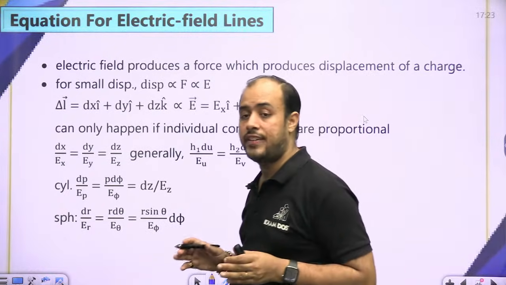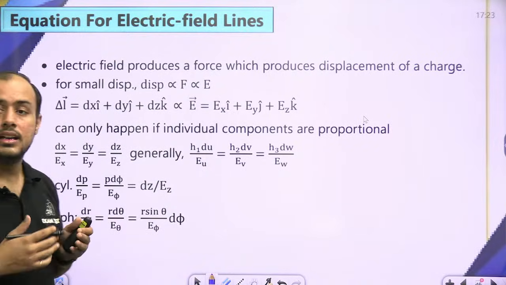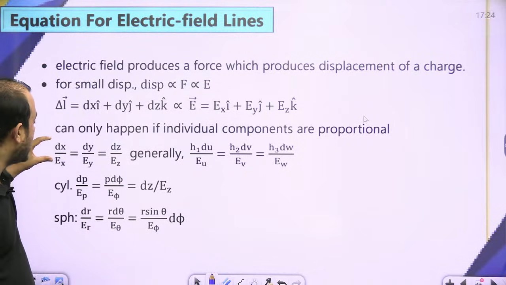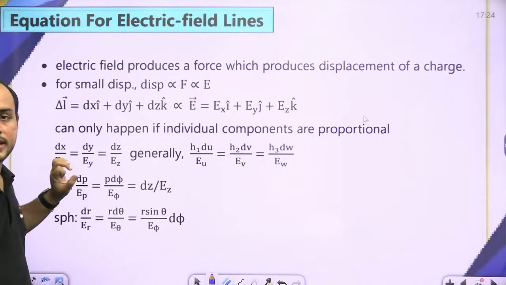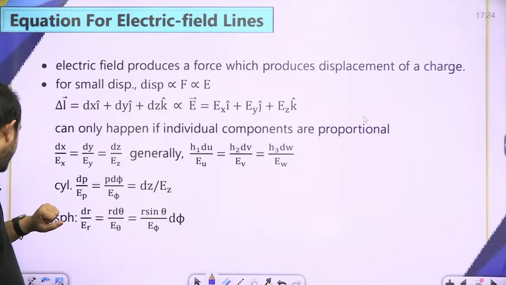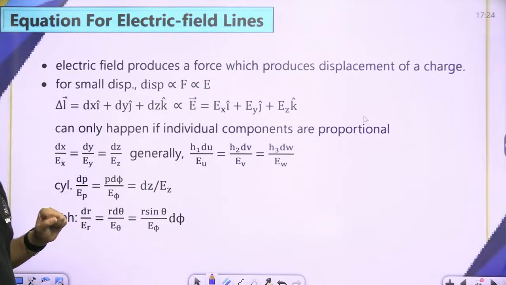Now, how to write the equation of the electric field lines? We saw electric field lines qualitatively, graphically हमने visualize किया, but उसे mathematically कैसे लिखें? So you have to write an equation like this: dx upon Ex, dy upon Ey, dz upon Ez. dx, dy, dz तो clear है. What is Ex, Ey, Ez? It is the x, y and z component of electric field.